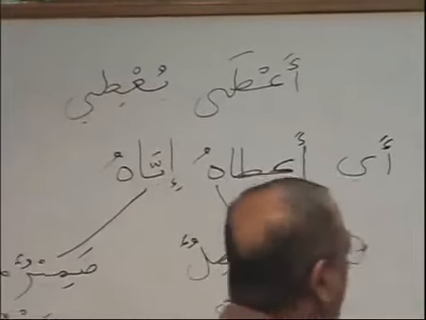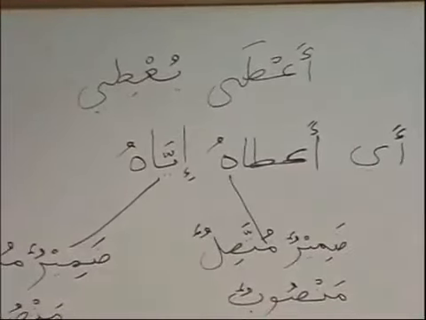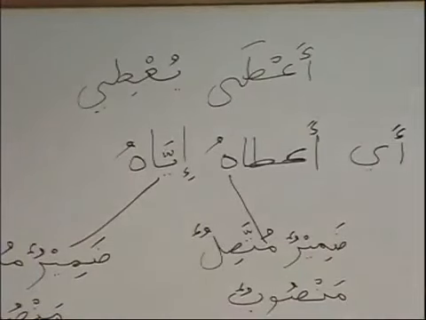Are you with me? Ata yu'ti. Okay, brothers and sisters. Who? Ata who? What is who? Maf'ulun bihi. Okay, that who is now mansub. It comes as a maf'ulun bihi. But what kind of a damir is it? Damirun muttasilun, and it is mansub. This is the mansub form of the damir.